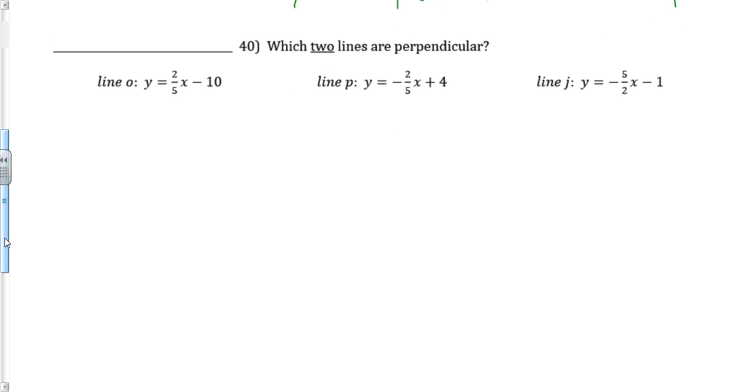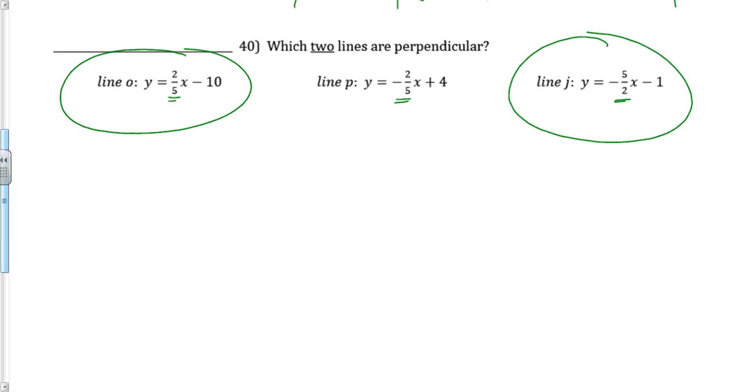And then finally, which two lines are perpendicular? So here I've got 2/5 and -2/5, opposite signs, but they're not reciprocal, so they can't be perpendicular. Here I've got -5/2, so line P and line J cannot be perpendicular. Even though they are reciprocals, they are the same sign. So it ends up being line O and line J, because 2/5 and -5/2 are opposites. So therefore, those two lines are perpendicular.